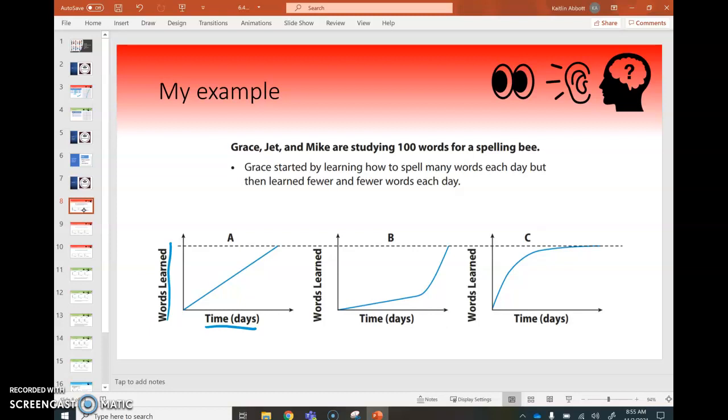So this one looks like it just increased and they kept learning the same amount of words each day. This one looks like they had a slow start and then it picked up at the end. And this one looks like they started learning lots of words and then slowly stopped learning more words. So that kind of sounds like Grace. So I'm going to say this one is our answer.